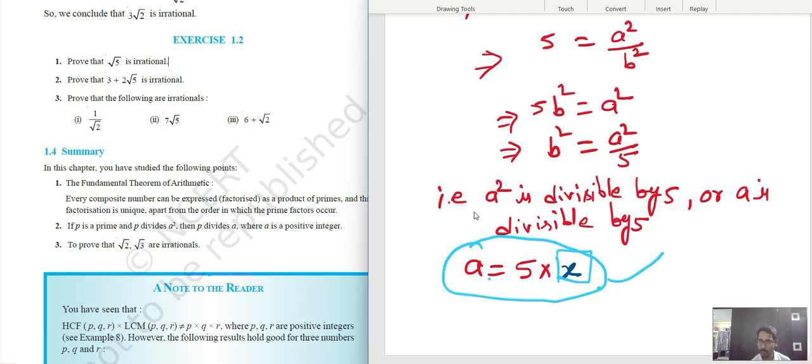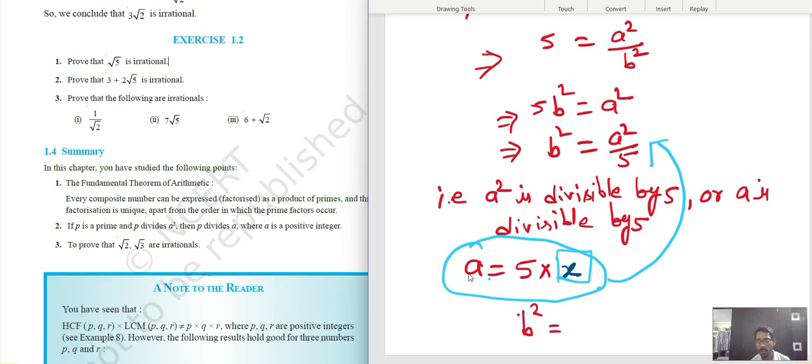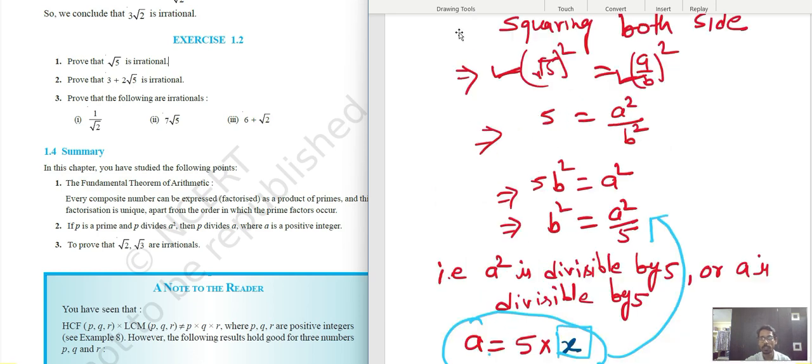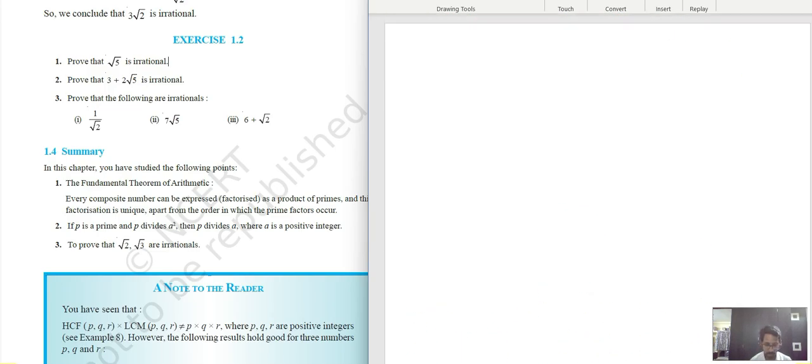Now this value we are going to put here. Then what will come? See, above, b square is equal to a. Instead of a, what do we have to write? 5x. Square means 2 times, divided by 5, one 5 we can cancel. Let me write it on the next page. b square is equal to 5x into x, so b square is equal to 5x, and here again x. So this 5, if it comes there, b square by 5 is equal to x square.